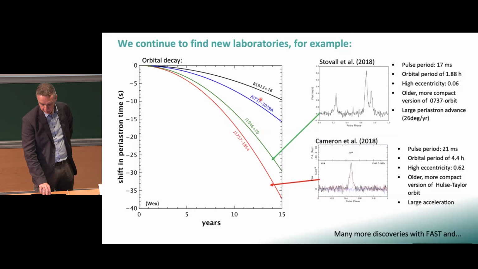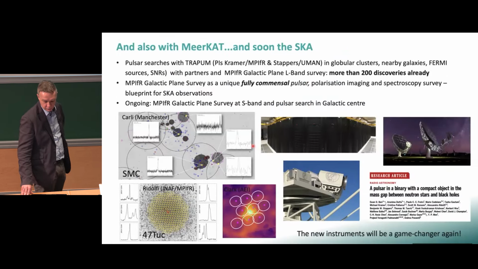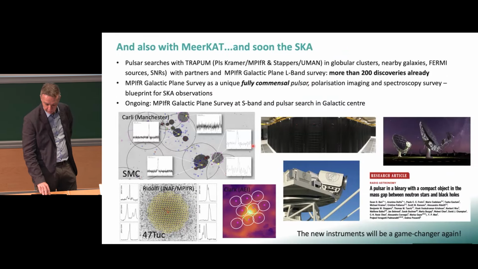But there was a nice discovery, a very beautiful system, with a periastron advance even larger than that of the double pulsar. And it's the most luminous in terms of gravitational wave luminosity that we discovered with the telescope at Parkes, by one of our PhD students. And again, this just shows the more you look, the more you find. There are lots more discoveries with FAST, and lots more discoveries with MeerKAT, in particular soon the SKA. I won't go into detail, but we have converted MeerKAT into a very efficient pulsar search machine, and that, for instance, led to the pulsar black hole system that we saw today.